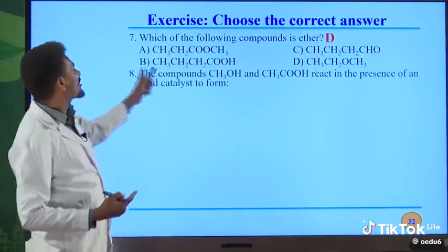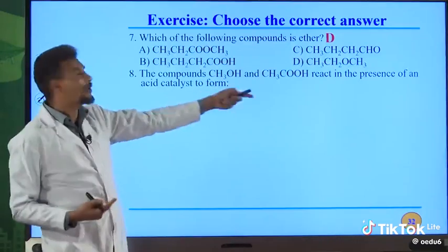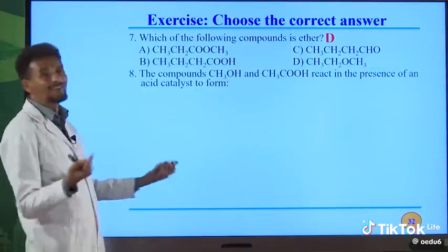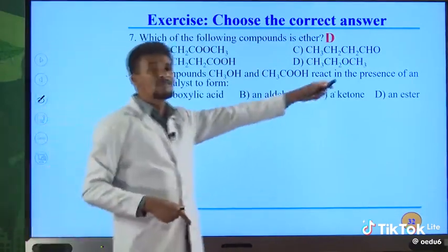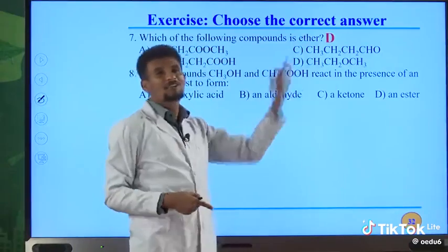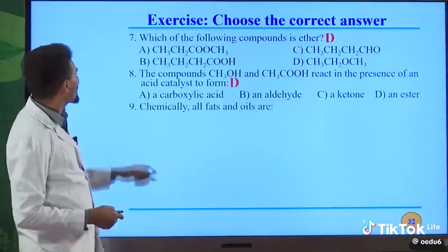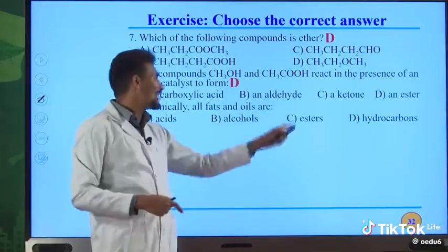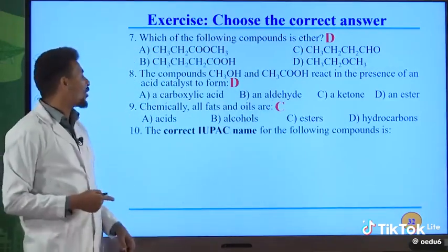Question number 8. The compound is methanol, and this one is acetic acid or ethanoic acid. They react in the presence of an acid catalyst to form what? When alcohols react with carboxylic acid, all the time ester is formed. And this reaction is known as esterification reaction. So D is the correct answer. Chemically, all fats and oils are, I already told you about this one, esters. So C is the correct answer.